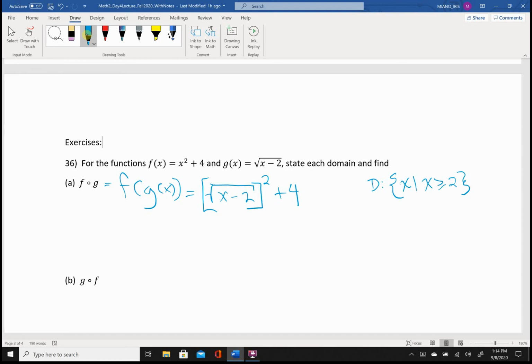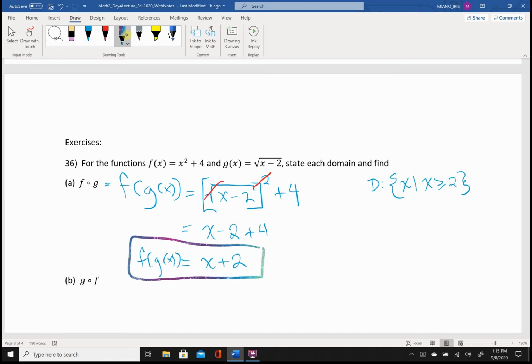Let's simplify this a little by recognizing that the square root and the squaring are inverse operations of one another, so they cancel each other out, and we're left with x minus 2 plus 4, which will be x plus 2 as our final expression. That's our f of g of x. I'll go ahead and box that up too, just to make it really finalized.